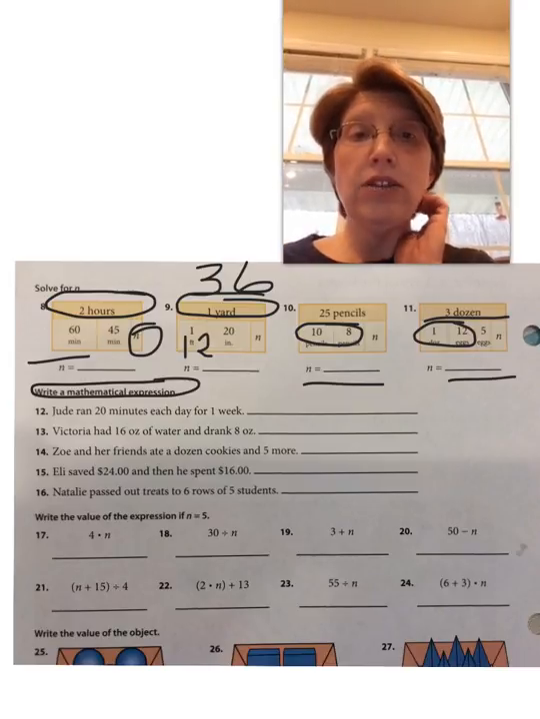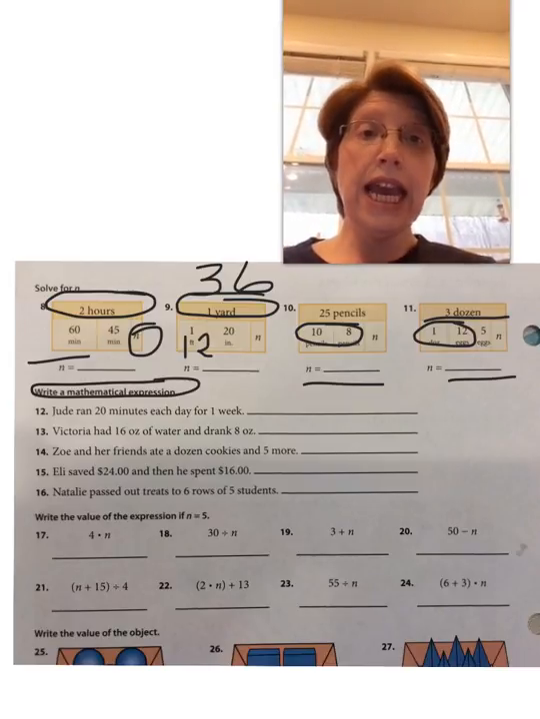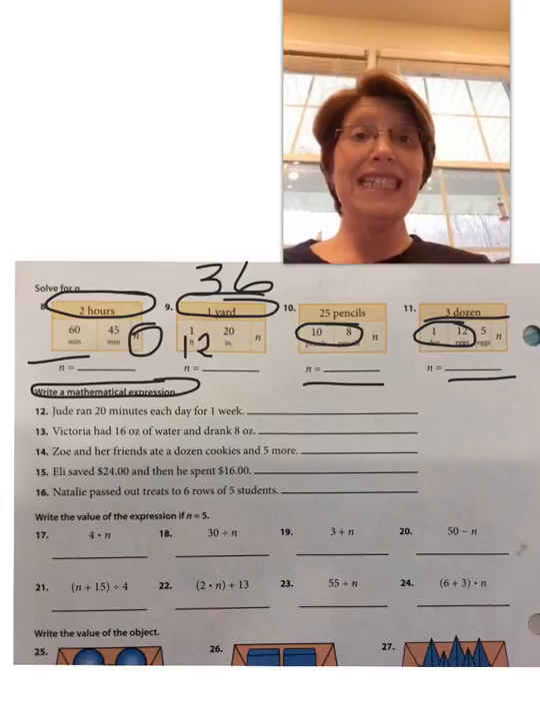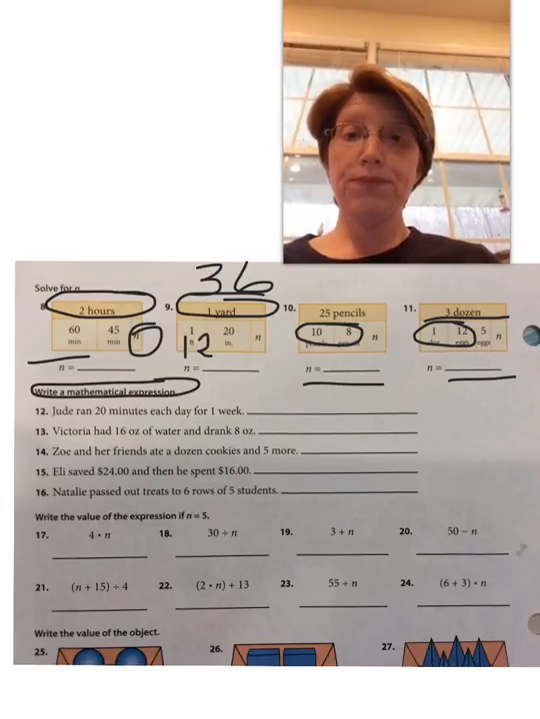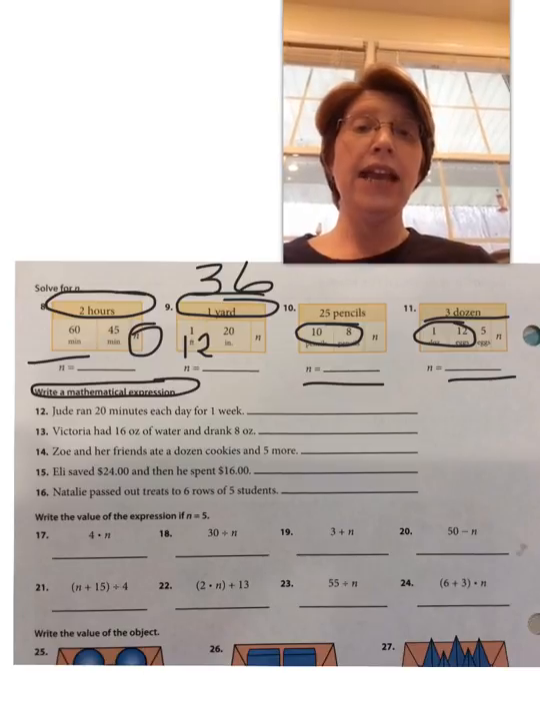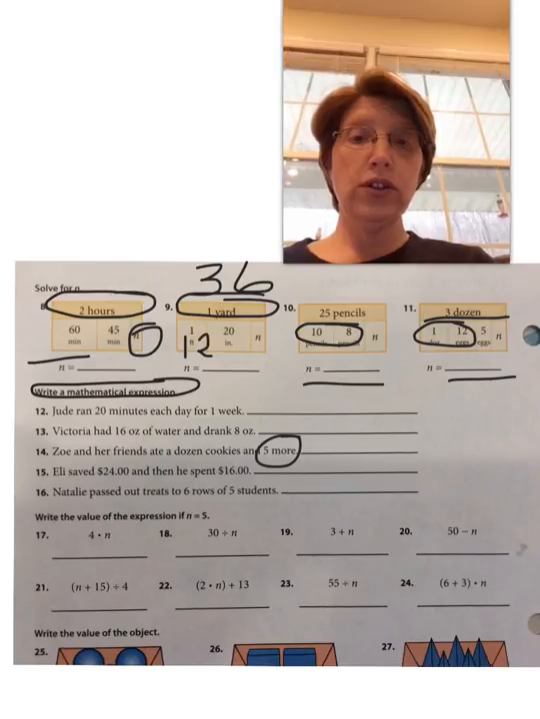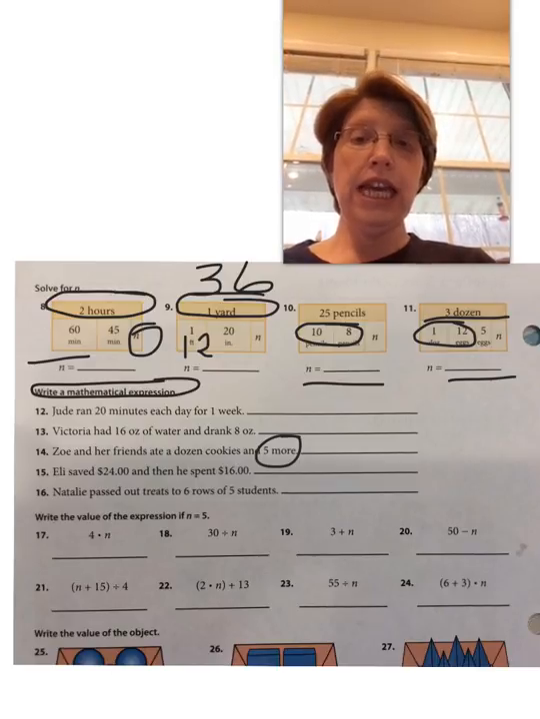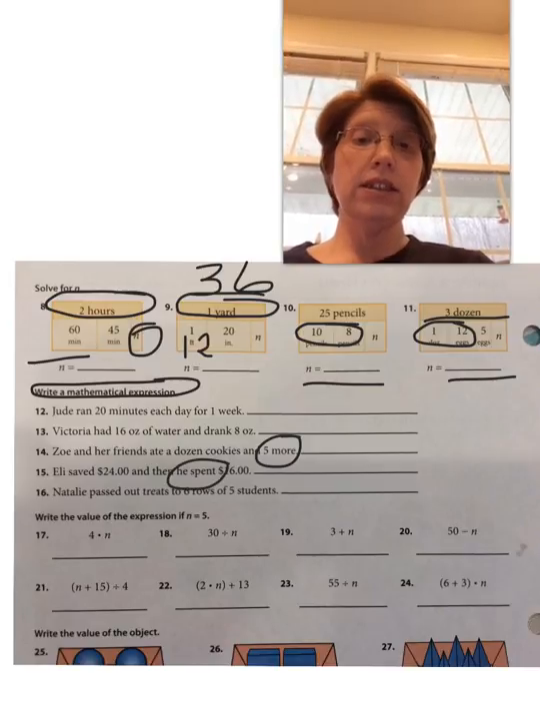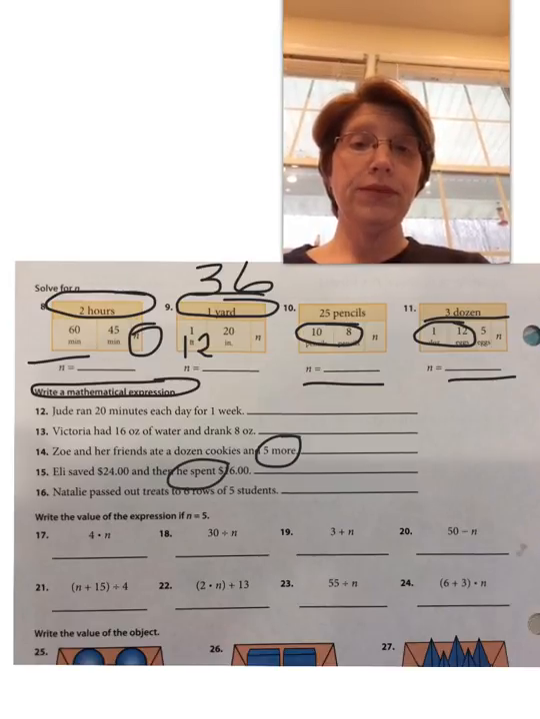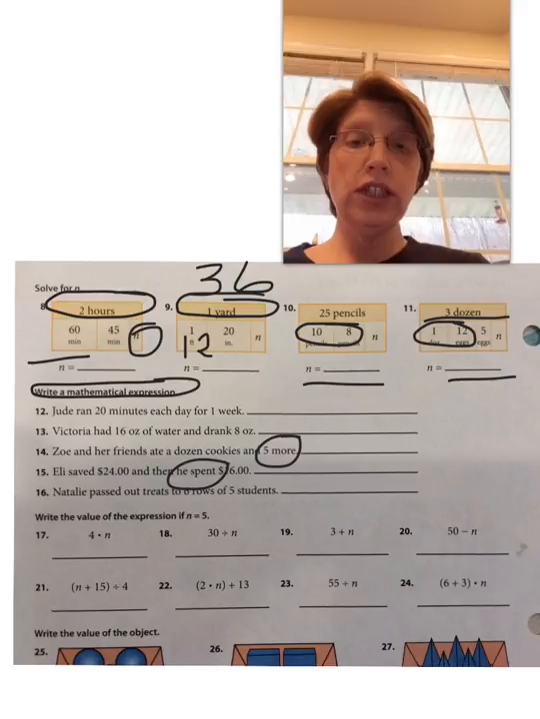Victoria had 16 ounces of water and drank 8 ounces. So she's taking some away. 14. Zoe and her friends ate a dozen cookies and 5 more. There's your key word. 15. Eli saved $24 and then spent 16. Natalie passed out treats to 6 rows of 5, so there's an even amount.